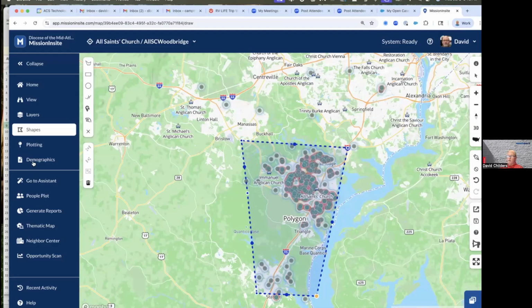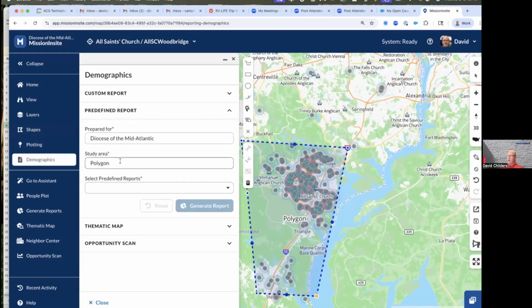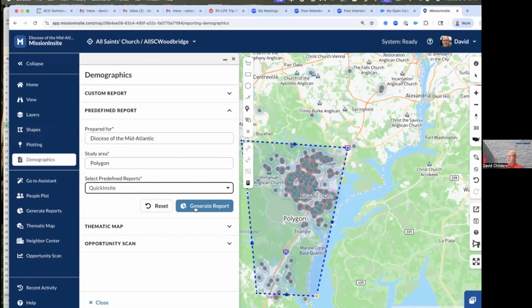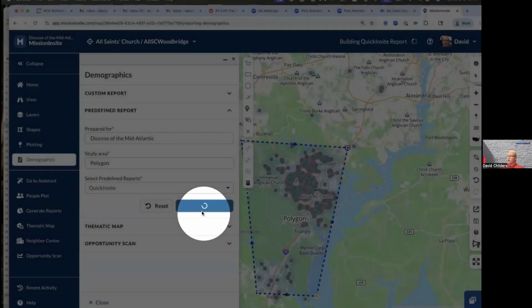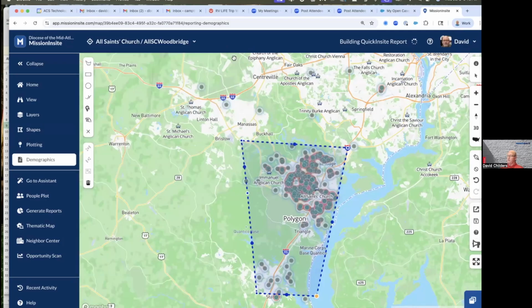Now, when I go to demographics and a report, remember we talked about predefined reports. This polygon, I'm going to do quick insight just to have a report to work with. And then it builds that report. You see it building up here at the top right-hand side. You see it building here as well. I can go ahead and collapse this to get it out of my way.